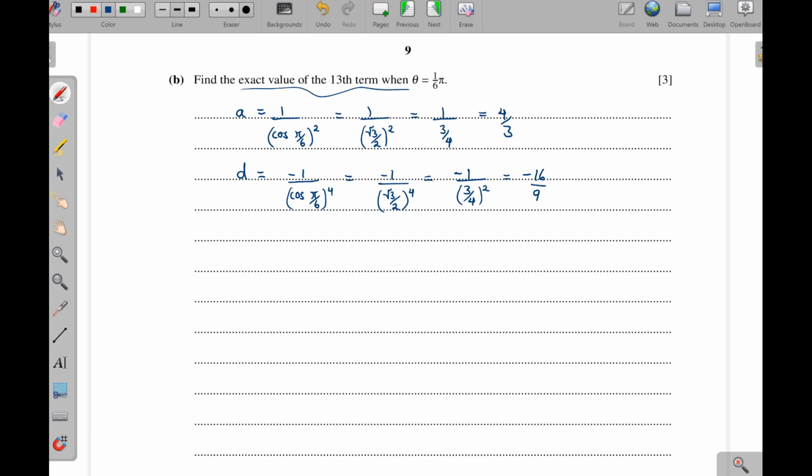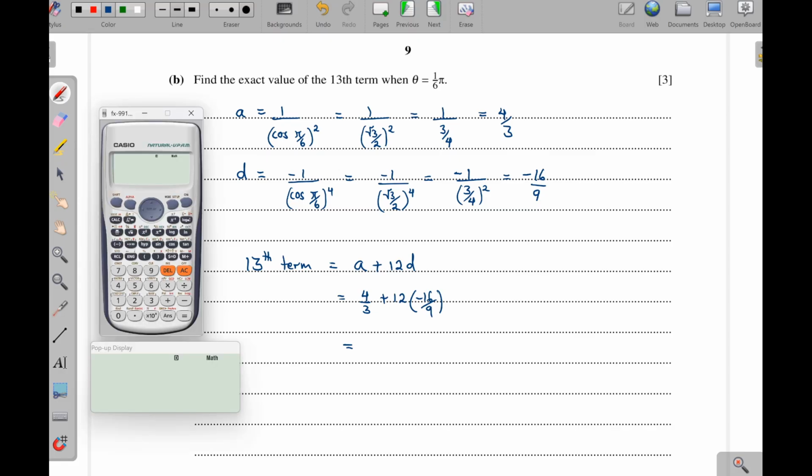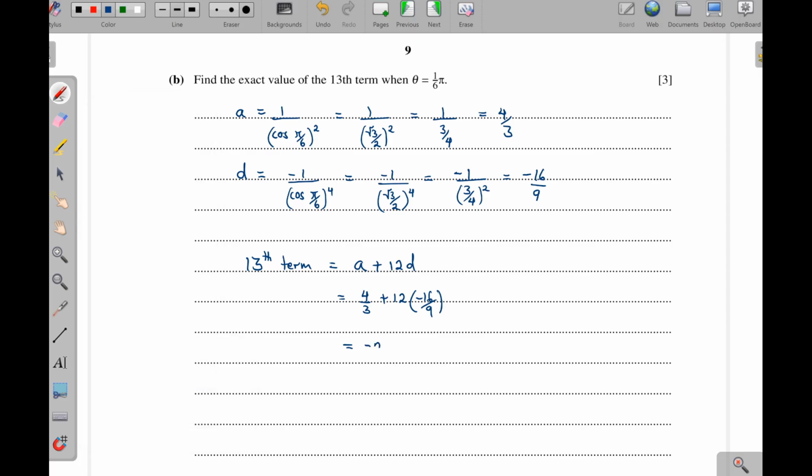So they want us to find the exact value of the 13th term. So the 13th term will be equal to A plus 12D. So we have our A as 4 over 3, and then our D as negative 16 over 9. So when we put this in the calculator all together, what do we get? 4 out of 3, then plus 12 into negative 16 out of 9. So this one gives us negative 20. Negative 20. As simple as that.